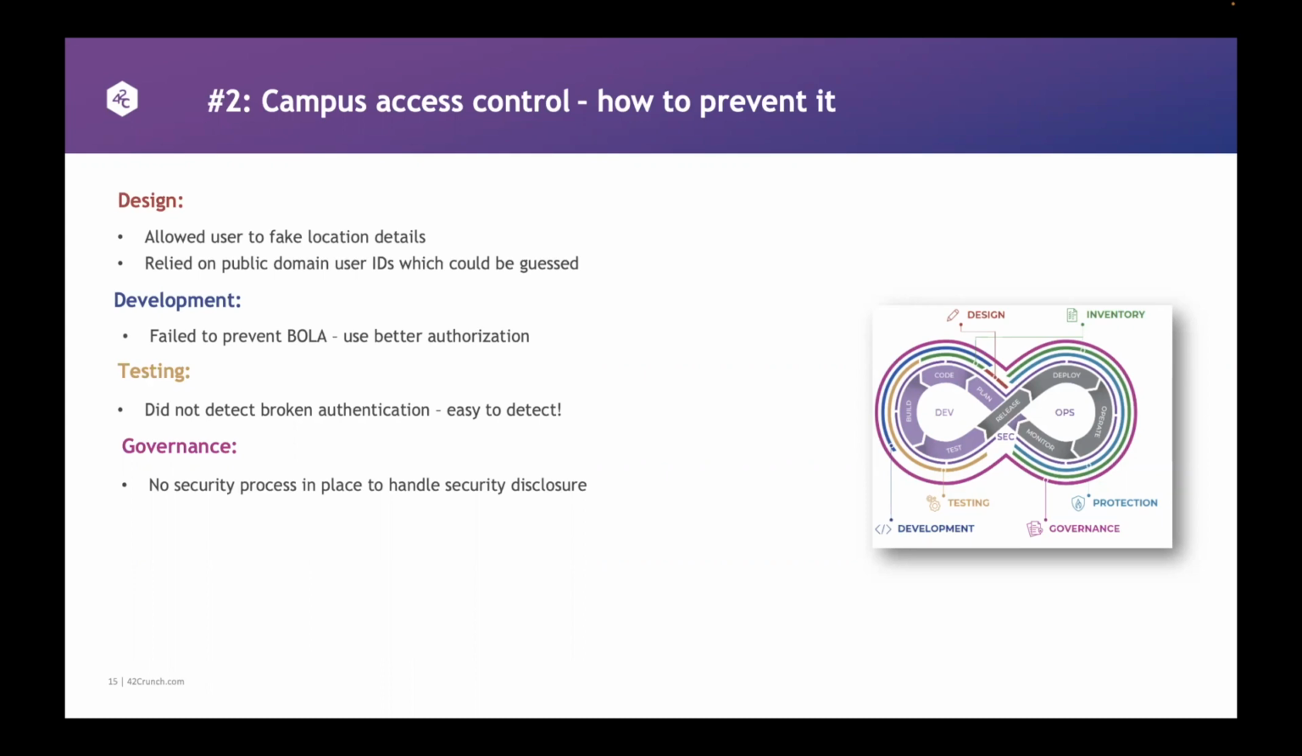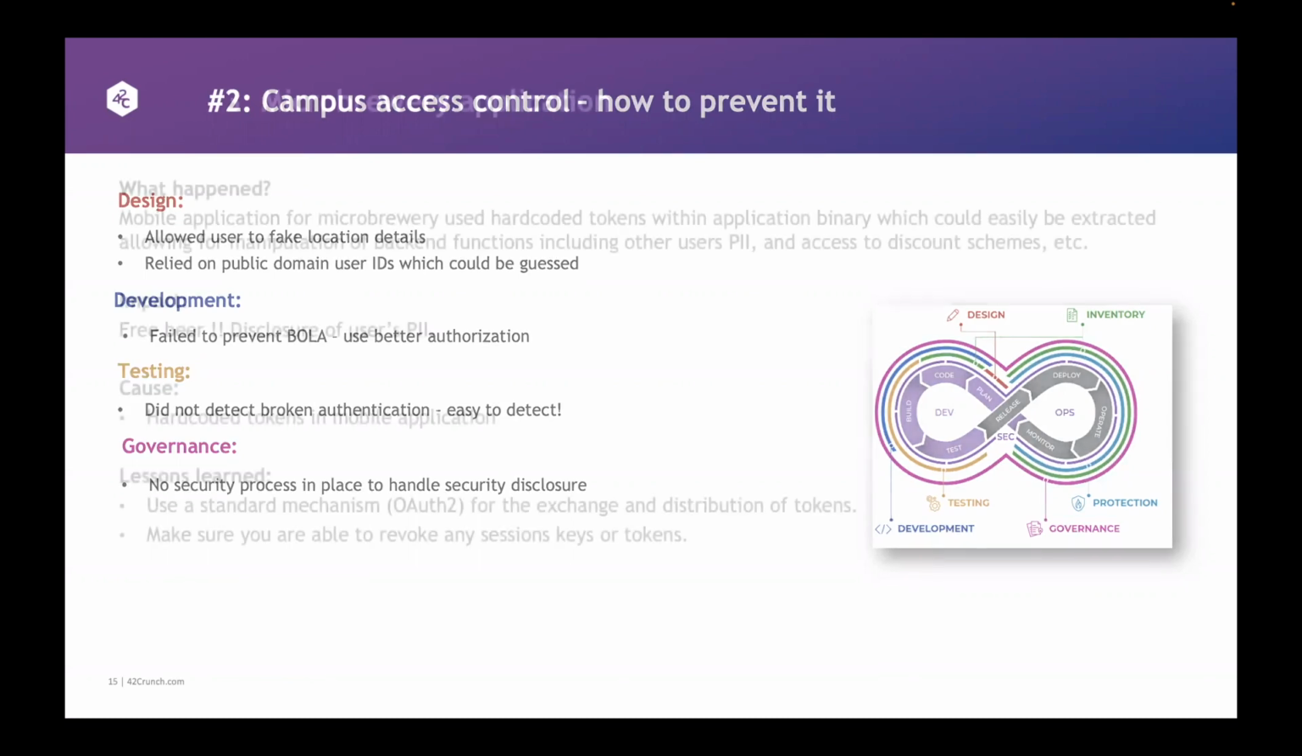And governance, so these guys didn't have any process. They took the ostrich approach, head in sand. They didn't even acknowledge the flaw, and then just said, yeah, that's been dealt with internally. And they didn't disclose if anybody's been affected. So they should have a governance process in place. What do you do when something goes wrong?